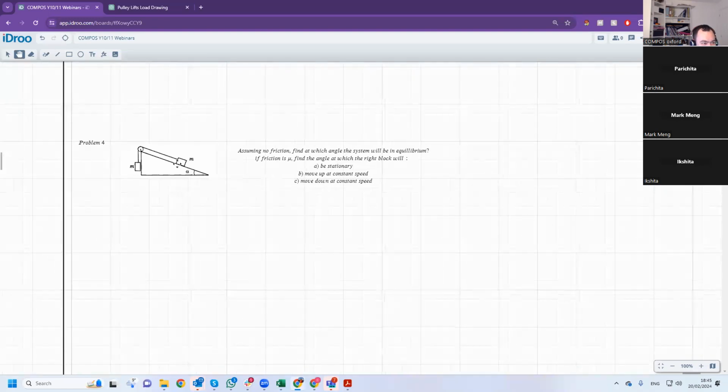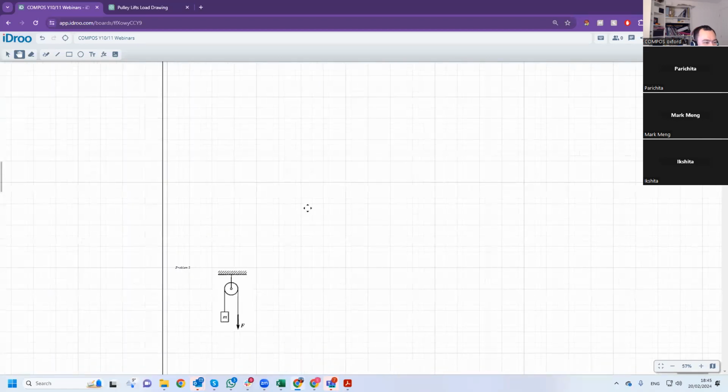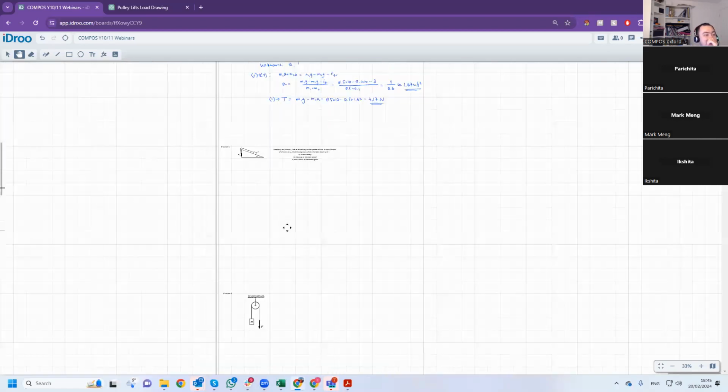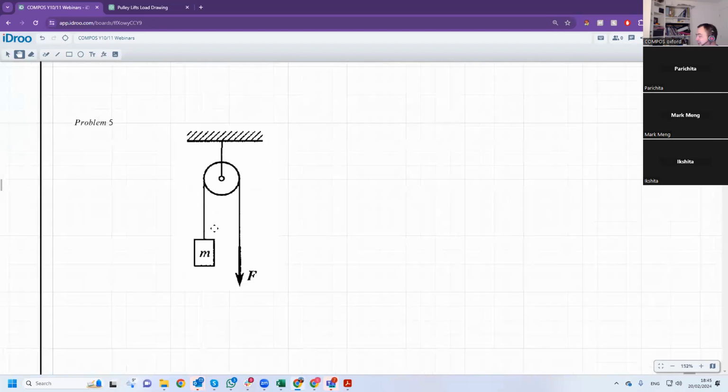Number 4. Assuming no friction, just a second. Can we skip number 4 and just go to number 5? So number 5 is exactly the same as one of the questions from the assignment. Okay, so this is my gift to you. I'll do a different value. So find the force.